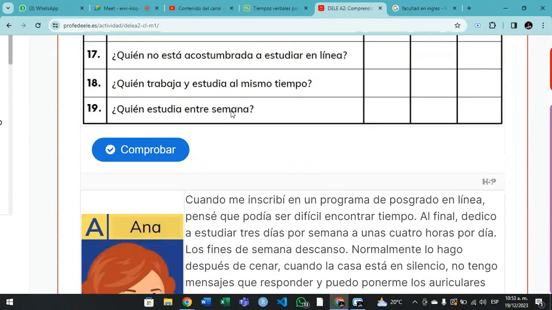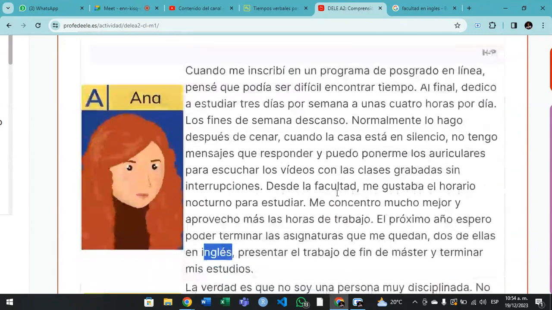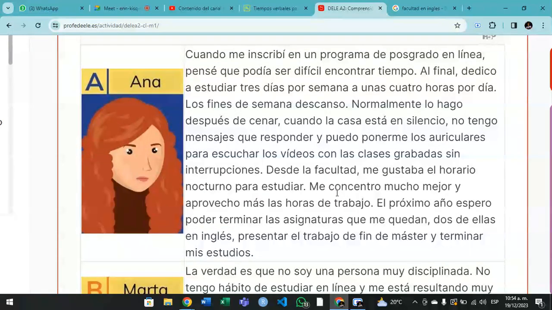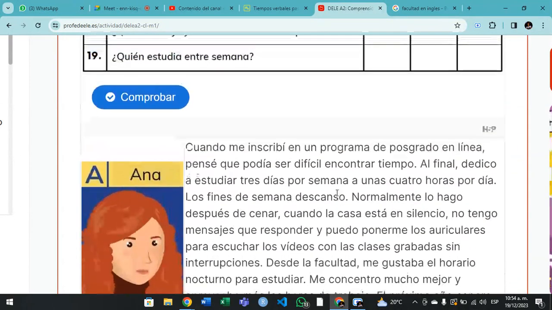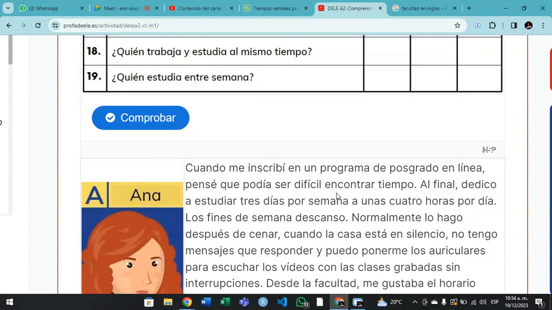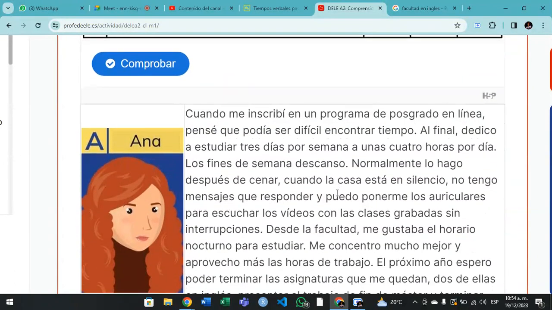Does she work and study at the same time? No, she doesn't say anything about that. Does she study during the week? Yes. 3 días por semana. Okay.